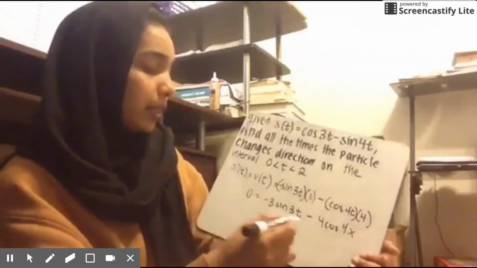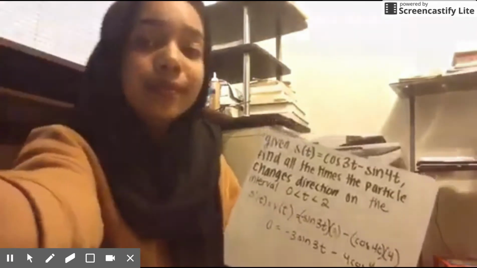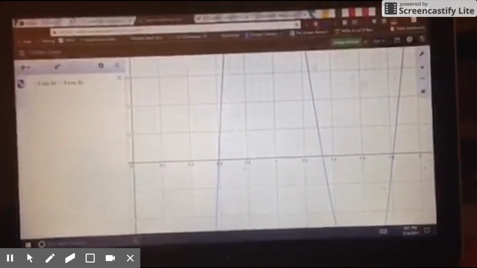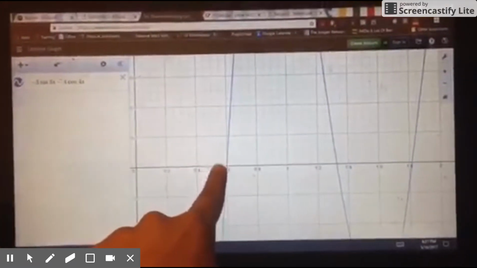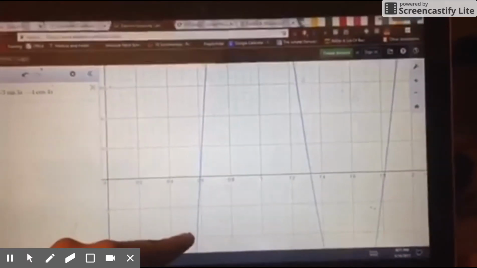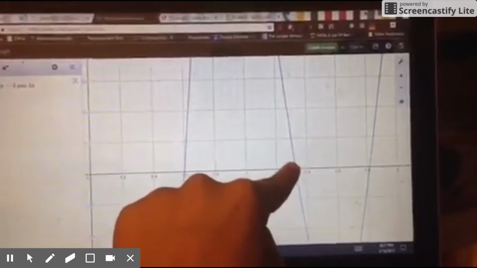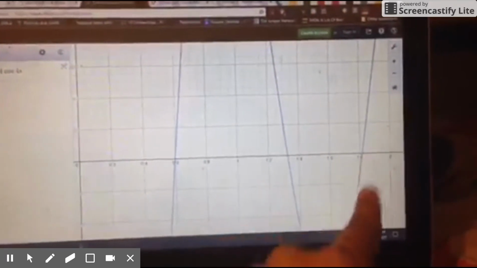Now, if you put this equal to 0 and you graph it, you should get something that looks like this. So you can see here that the velocity function goes to 0 at 3 points. This point, and this point. So from here, it changes its direction from negative to positive. Here, it changes its direction from positive to negative. And here, it changes its direction from negative to positive.